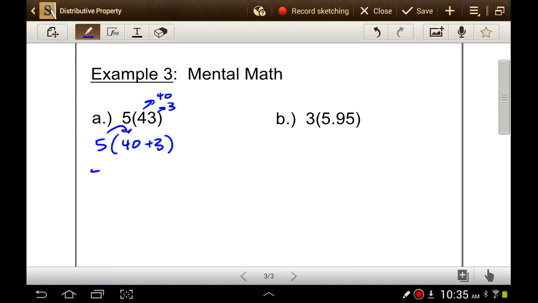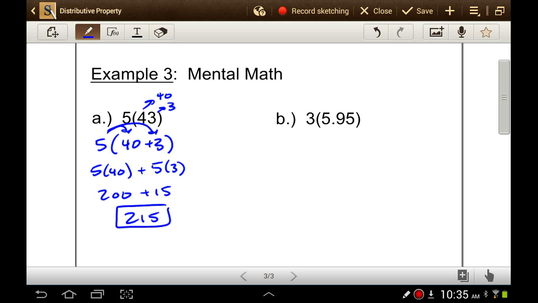5 times 40, and I would be doing this in my head, okay, but I'm going to show you what it looks like. 5 times 40 is 200, plus, and then I do 5 times 3, which is 15. 200 plus 15 is 215. So that's my thought process. I'd be saying, all right, 43 is 40 plus 3. So 5 times 40 is 200, 5 times 3 is 15, 200 plus 15 is 215. And there you go. Okay?